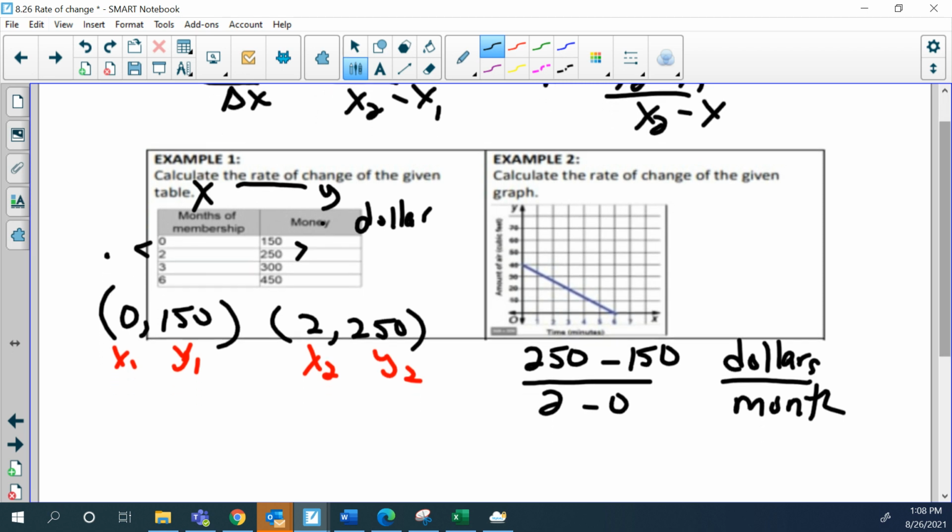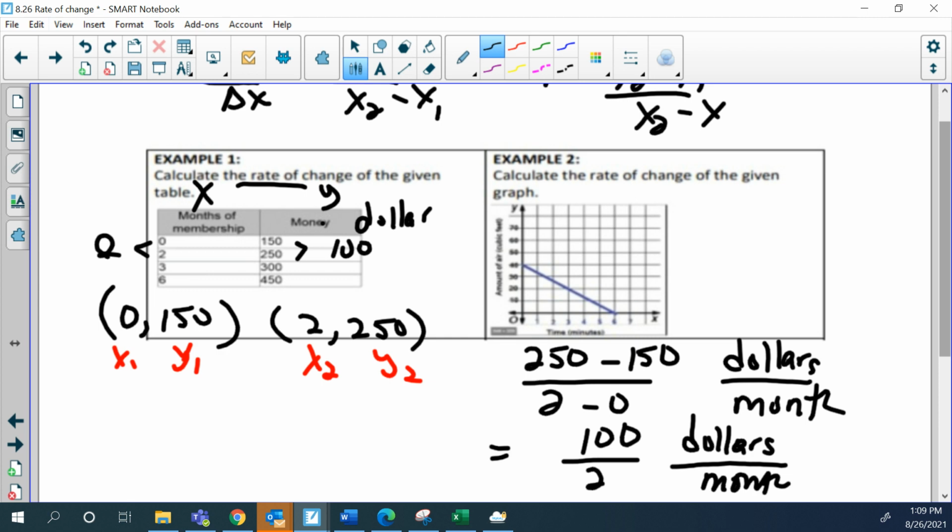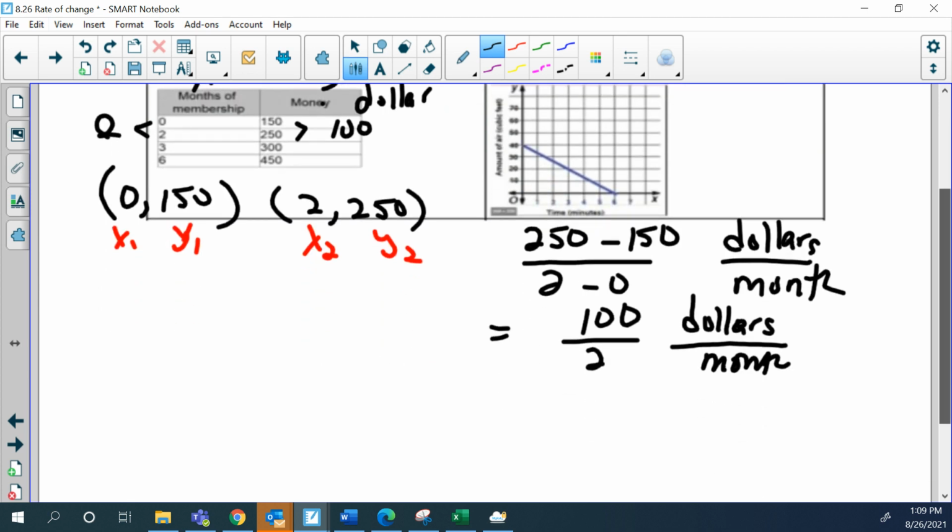If you notice here, if you use the delta change, this is going to be 100, and this is going to be 2. That gives me 250 minus 150, that's 100, and 2 minus 0 is 2. And that is dollars per month, over month. And finally, if we simplify this, that gives us $50 per month. So that is a rate of change. Okay, let's do the graph.